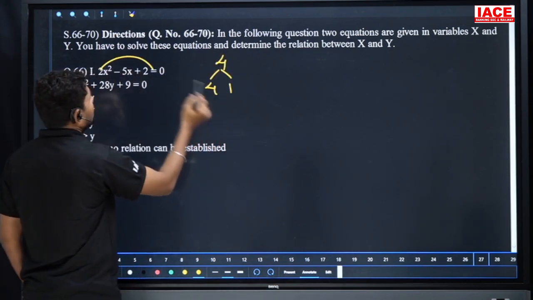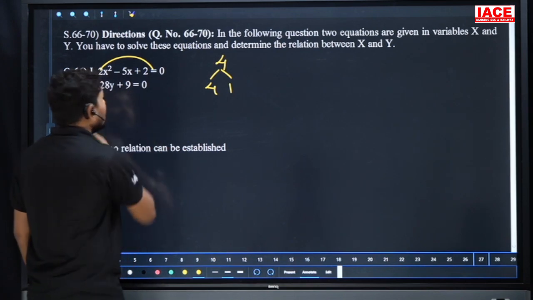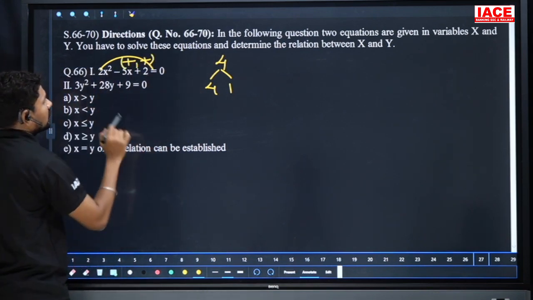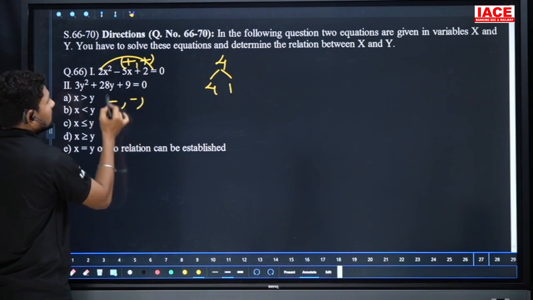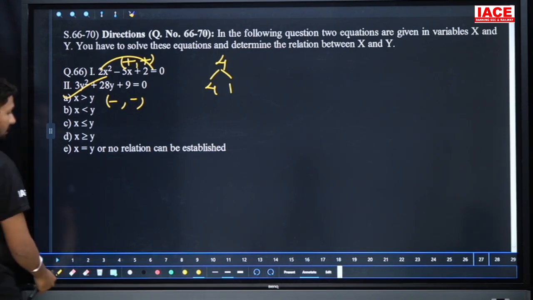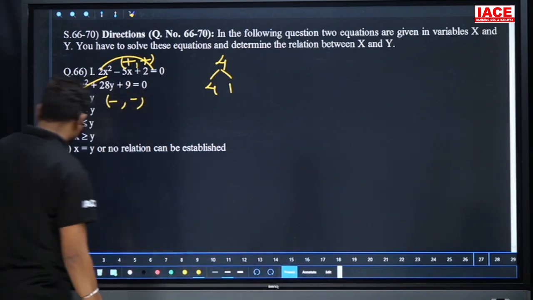4 1s are 4, 4 plus 1 is 5. Here the minus plus is always giving the factors of plus plus basically. Plus plus is always giving minus minus. Comparing to minus minus, plus is always bigger, then what is the relation? x greater than y here. So no need to go for factors.